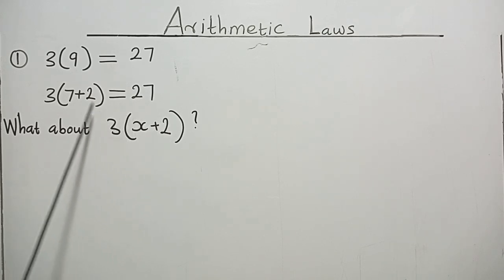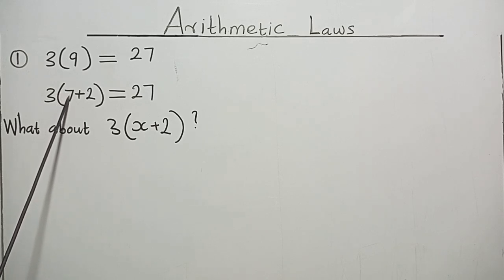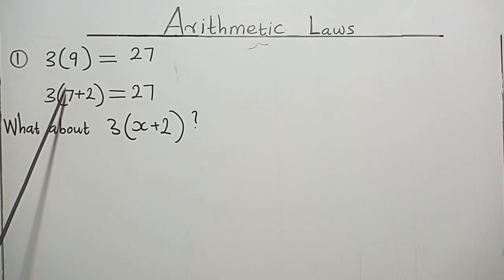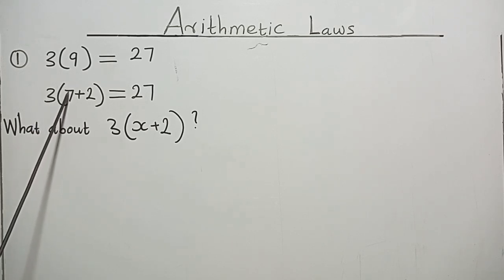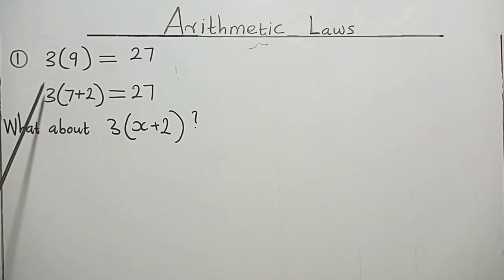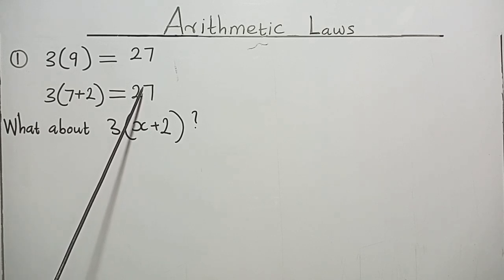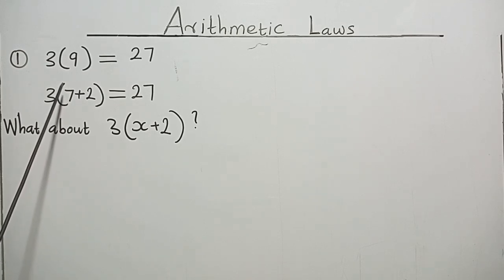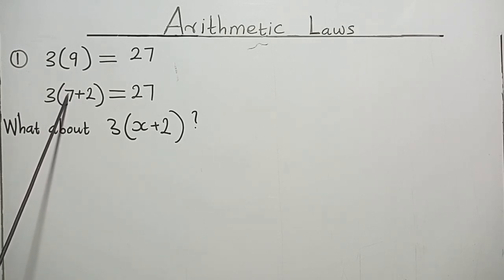But note that anything else could have been here apart from 7. Even if it is 12 that had been here, we would have had 3 bracket 12 plus 2. That will be 3 times 14. The answer will not be 27, but the answer we get will still be correct if we apply that alternative method. So this 7 here doesn't have license to be here. It is just my choice that the 7 came to be here.